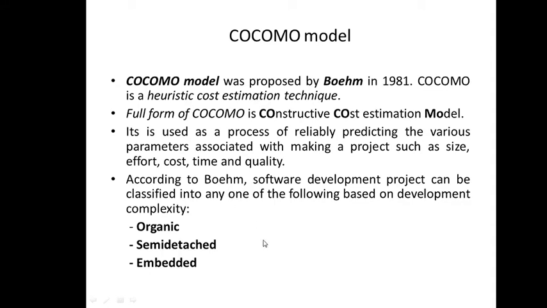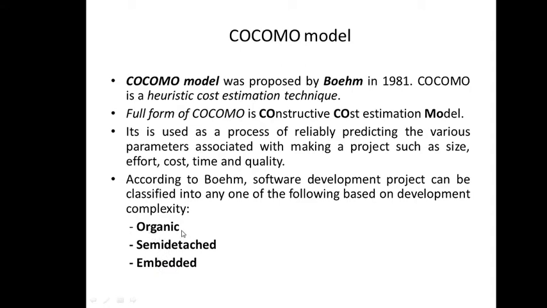Now, according to Boehm, what does this actually mean? The Cocomo model is where we say that any software development project belongs to either of these three categories. Say if you're developing any project, that project may be of organic type, semi-detached type, or embedded type. So it belongs to one of these: organic, semi-detached or embedded. Now what are these organic, semi-detached and embedded? These are actually the development complexities.